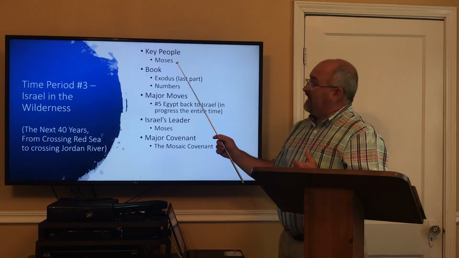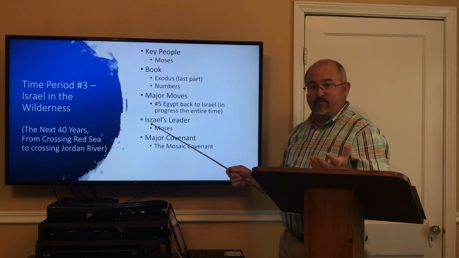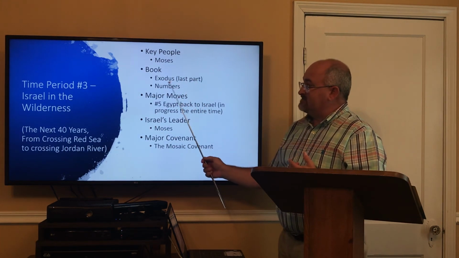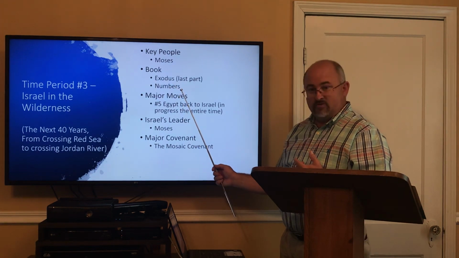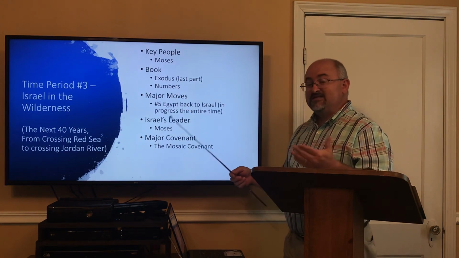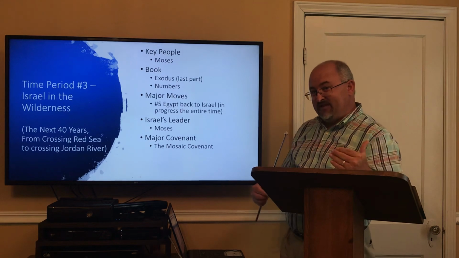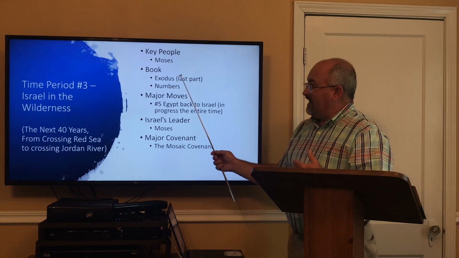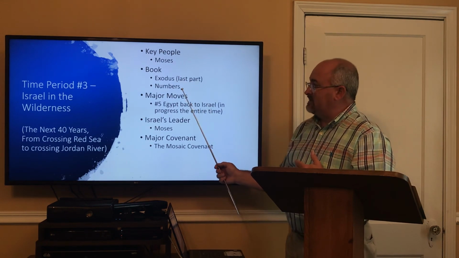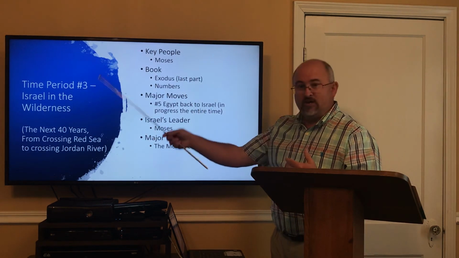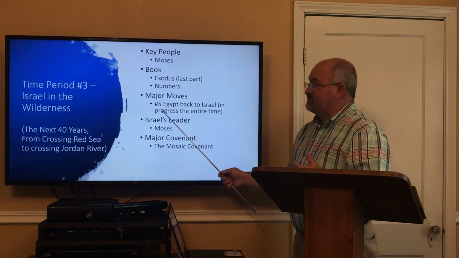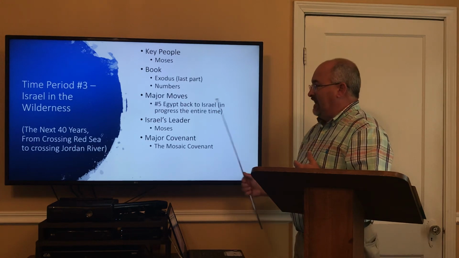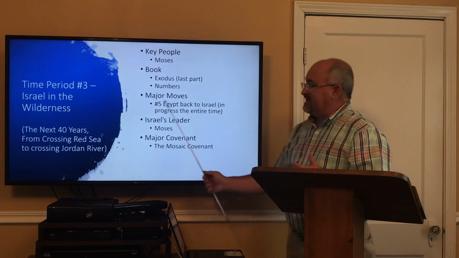Key people, again, Moses was the leader through this entire period of time. The book where we find that is the last part of Exodus and the book of Numbers. The book of Numbers is the census: the census when they left Egypt and the census before they went into the promised land. So the last part of Exodus and the book of Numbers gives us time period number 3. Major moves, they complete move number 5, Egypt back to Israel. And it's in progress throughout this entire period of time.